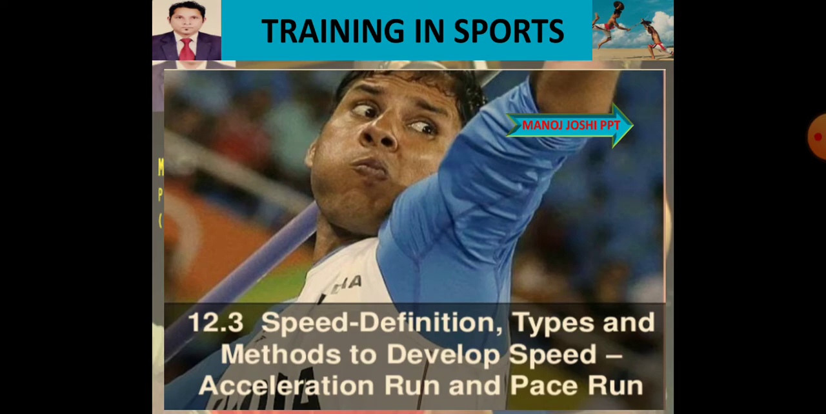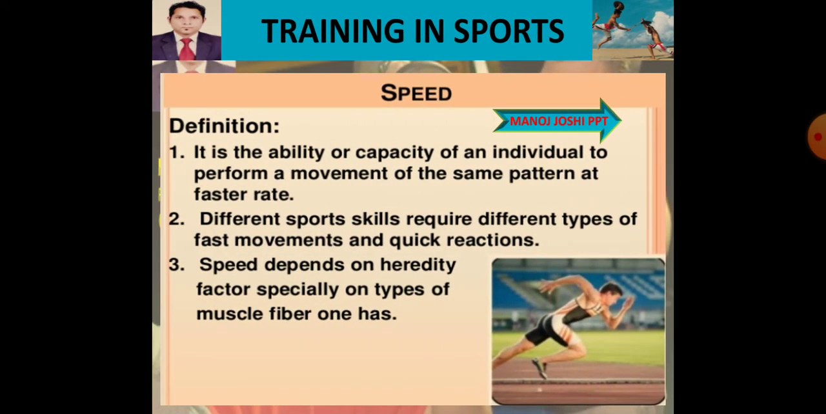So first we will see the definition. The definition of speed is the ability or capacity of an individual to perform the movement of the same pattern at a faster rate. The distance moved by an object in a specific time is known as speed. Scientifically, speed equals distance upon time. Distance is divided by the time, so we can know about the speed.